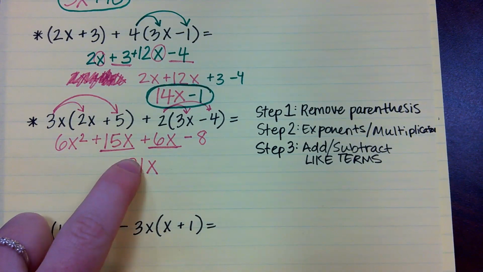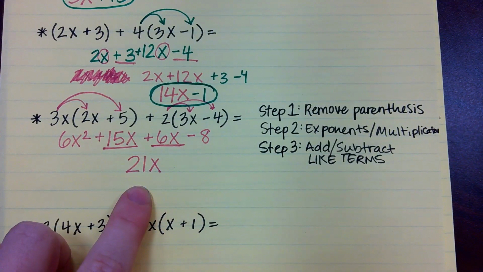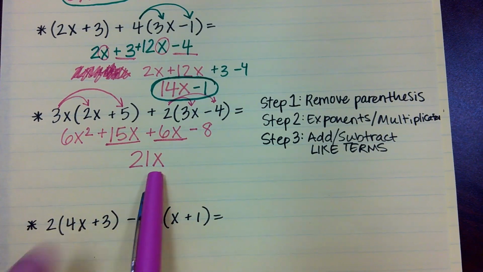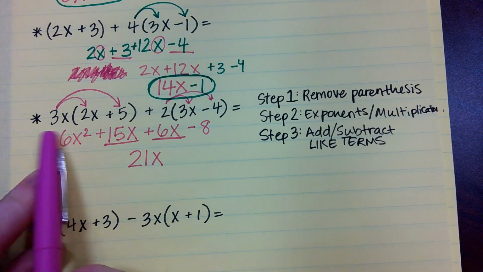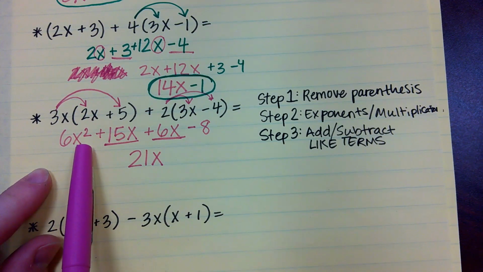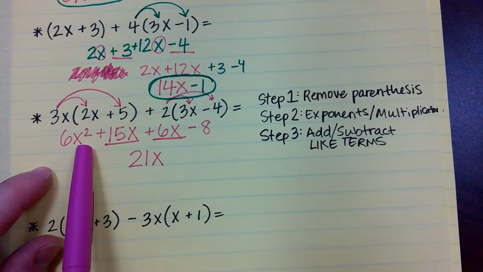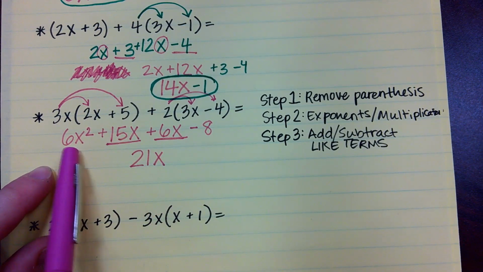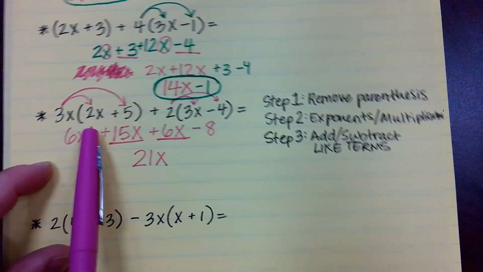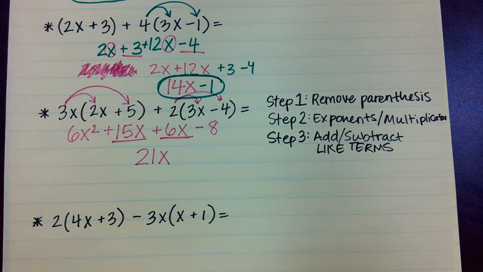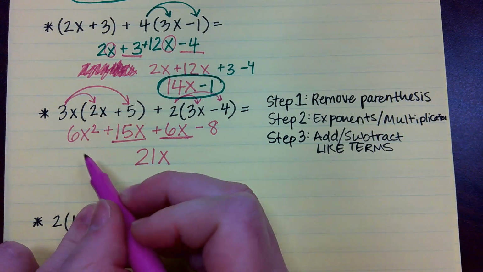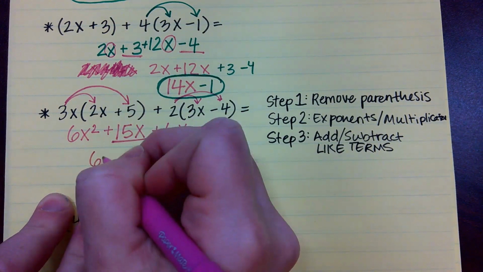So we combined our 15x and our 6x and got 21x. And I heard some people say that they got 27x because whenever they did 3x times 2x, they forgot to make it squared. So what happened there is they did 21x plus 6x, even though it should have been 6x squared. So that's all right. We're going to finish this problem out. I combined those, and now I just am going to bring everything down. I've got 6x squared.